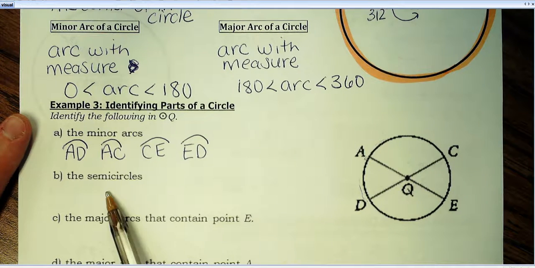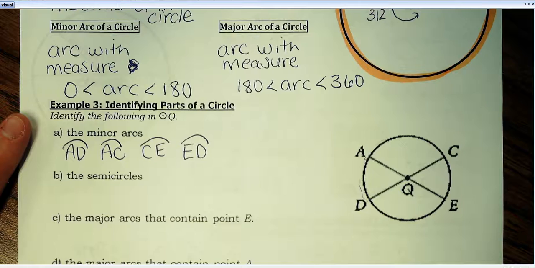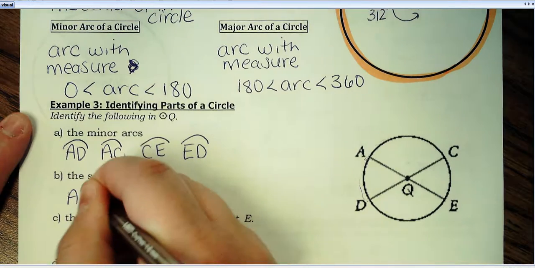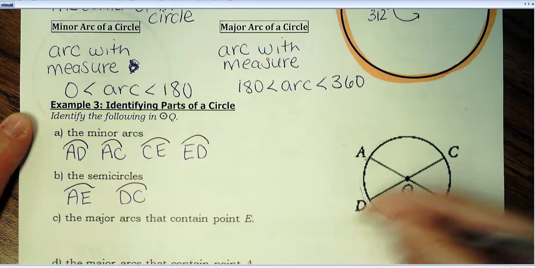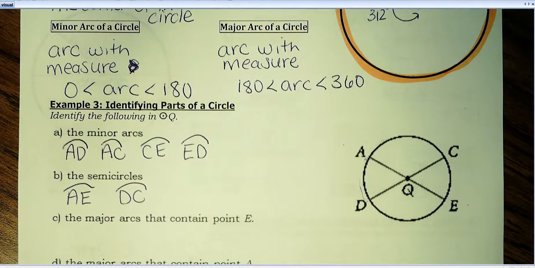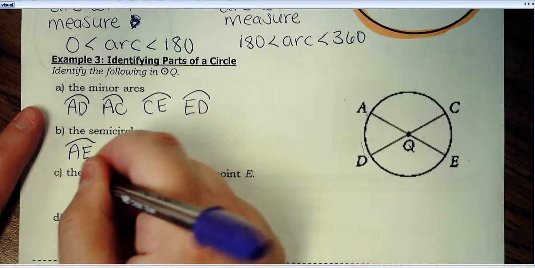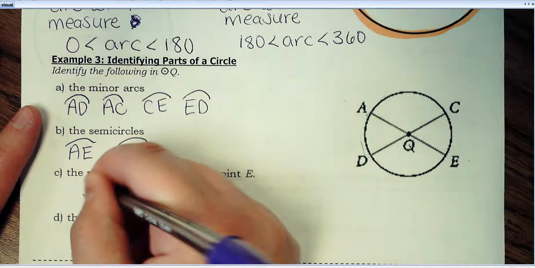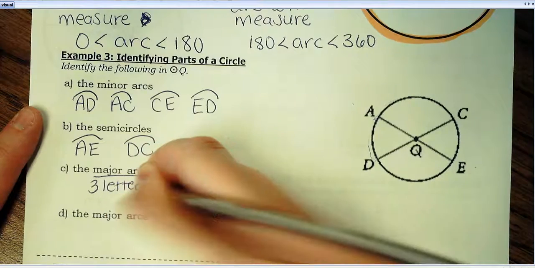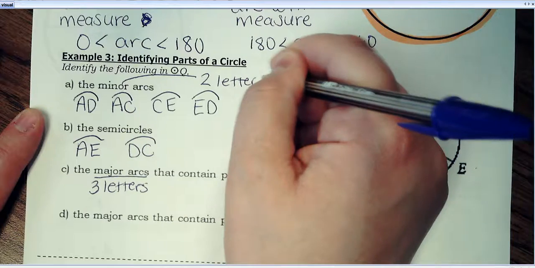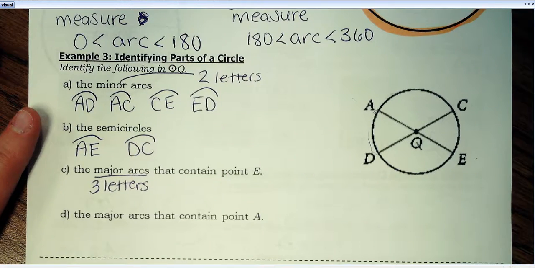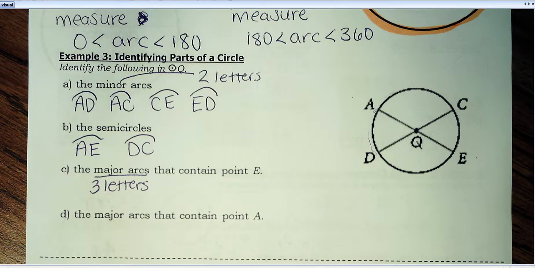Now, a semicircle is exactly half a circle, so you'd want to look for a diameter. An example there, AE, that's exactly half. I would have DC, that's exactly half. Those are both considered semicircles. Now, a major arc that contains the point E. When you have a major arc, you're going to have 3 letters in the description. A minor arc is 2 letters in the description. That's another way that you're going to know which type you're talking about. So, containing the point E.